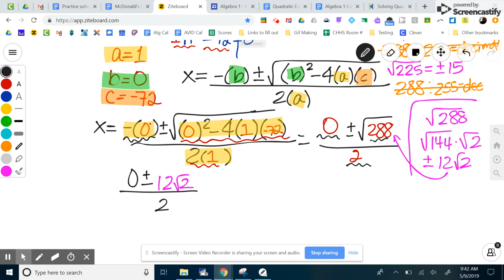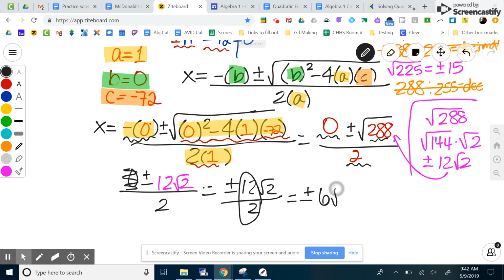So 0 here doesn't really do anything, so I don't need it. So really this is plus or minus 12 square root of 2 over 2. Okay? And I can actually do this division. What's 12 divided by 2? Well, that's plus or minus 6 square root of 2. That's our final answer. Our two answers are 6 square root of 2 and negative 6 square root of 2.